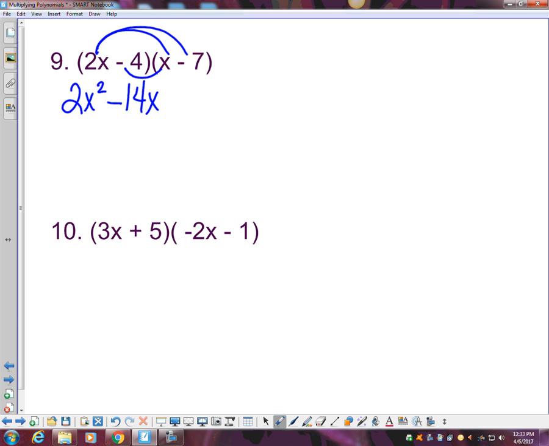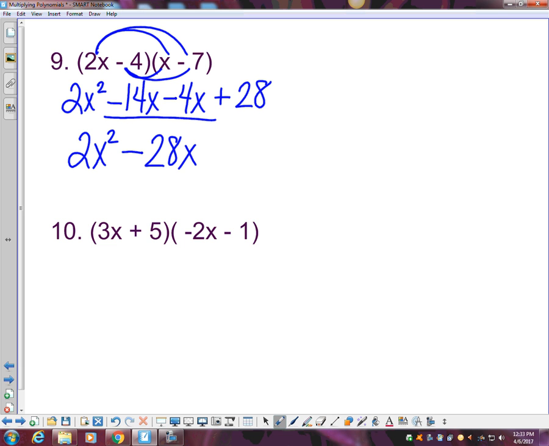Negative 4 times x. Negative 4x. Negative 4 times negative 7. Positive, because a negative times a negative, 28. Okay, so 2x squared. Now, these are like terms because they both have an x. The signs are the same, so I'm going to add and keep the sign. So negative 28x plus 28. The process is identical. The numbers just have more meat on them. That's it.